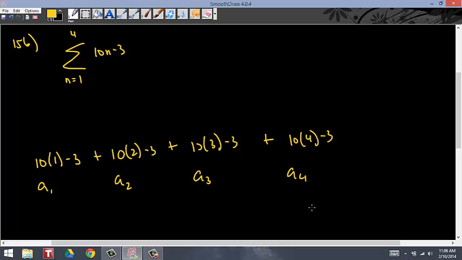All right? So this is 10 minus 3, which is 7. This is 20 minus 3, which is 17. This is 27, and this is 37. So the problem really is 7 plus 17 plus 27 plus 37. In your calculators, I trust that you can do that. Gabby. Every time you see a sigma, they're asking you to add up all the terms.